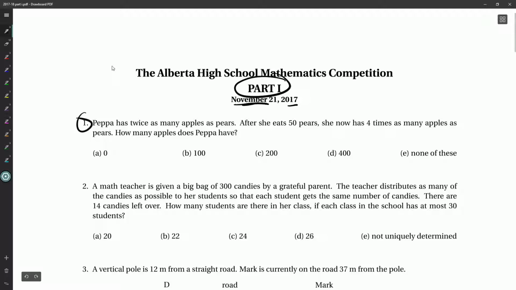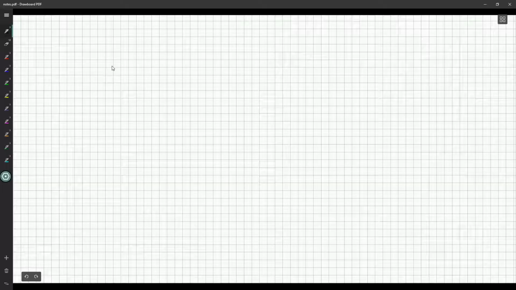But what have we got here? Peppa has twice as many apples as pears. After she eats 50 pears, she now has 4 times as many apples as pears. How many apples does Peppa have? So we've got two nice relationships. Remember it's multiple choice, so we don't actually have to write out our work for anyone, but the second part of the contest is a full written solution.